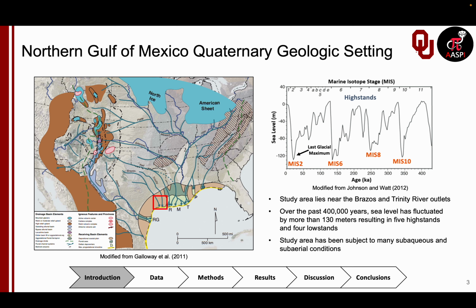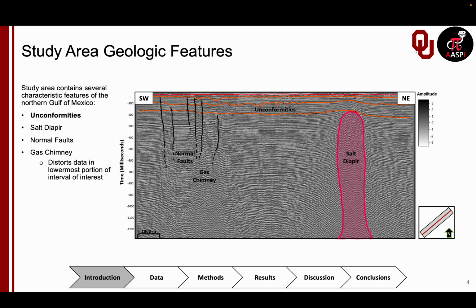As you can imagine, currently our study area only lies in about 14 meters of water. So if we have been changing sea level by over 130 meters over the last 400,000 years, our study area has been subject to many subaqueous and, more importantly, subaerial conditions.